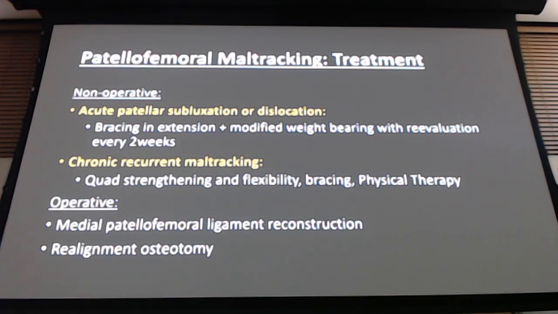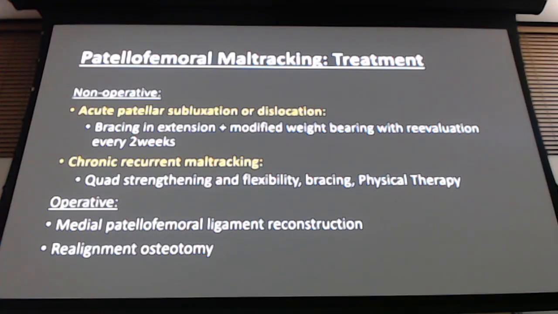And I differentiated how there's a difference between maltracking and the documented history of episodes or events of either subluxation versus dislocation, right? You guys are good with this. Okay, because now we're moving on to the operative stuff. So if we're talking about operative stuff, we're not talking about maltracking, right? With that first line there, MPFL ligament reconstruction, that's because they had a dislocation, right? They injured that ligament, and therefore it's incompetent, right? They have patellar insufficiency secondary to MPFL rupture.